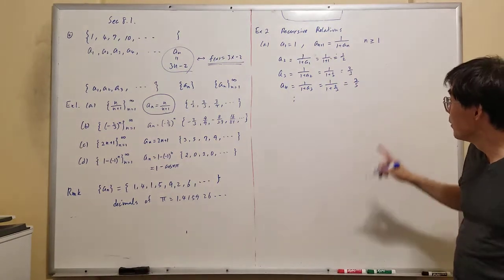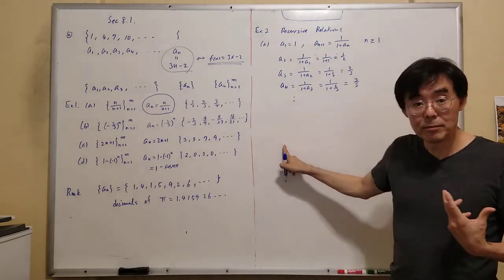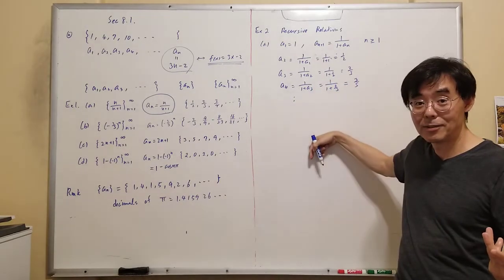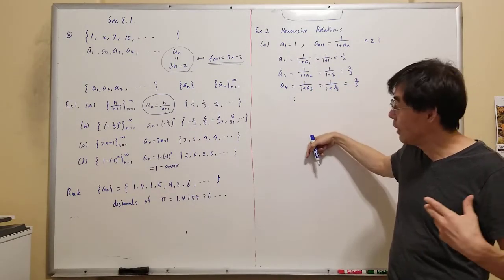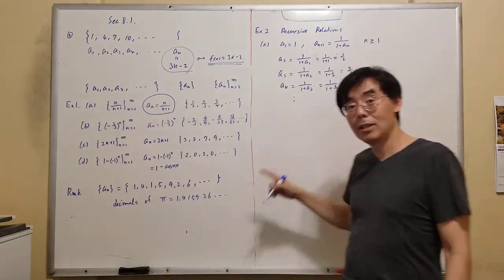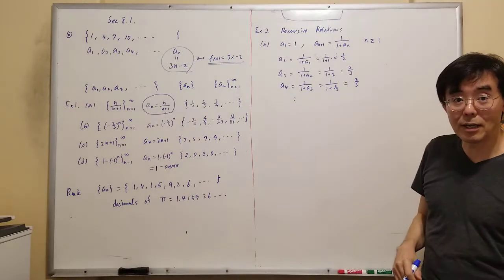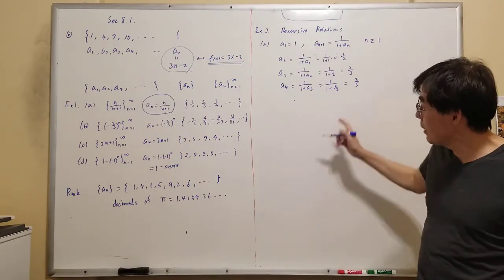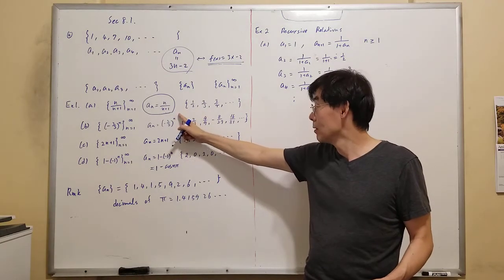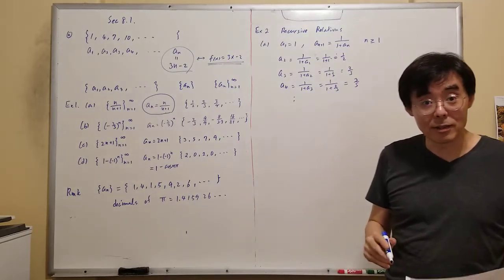So, in this case, you can get any term, like a 100, if you go through this, right? Unlike here, you just plug in 100 to get a 100. Here you have to go through like 100 steps or 99 steps. So it's not as convenient as an explicit expression, but it's still much better than nothing, right?